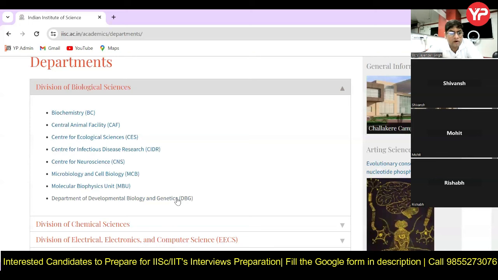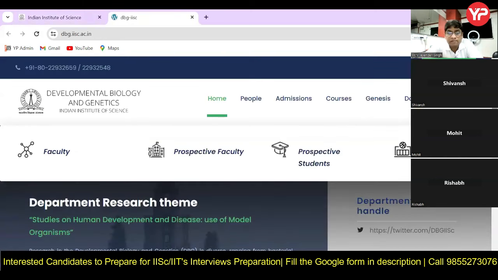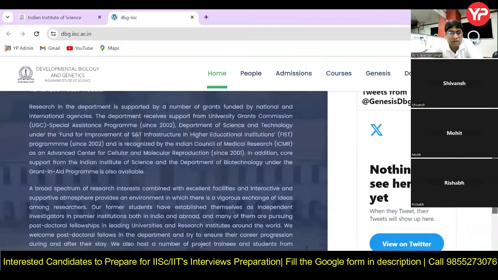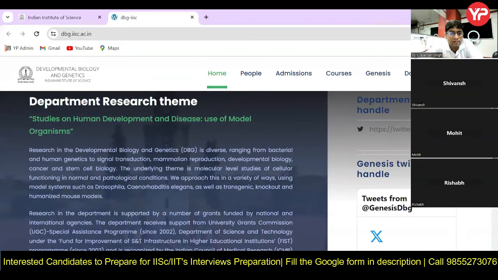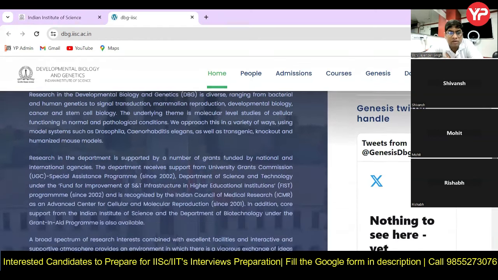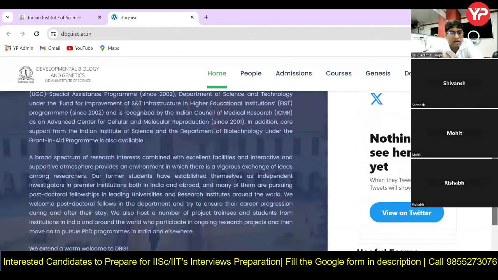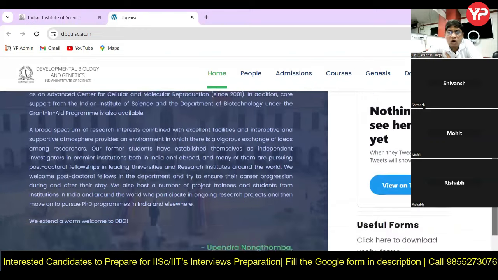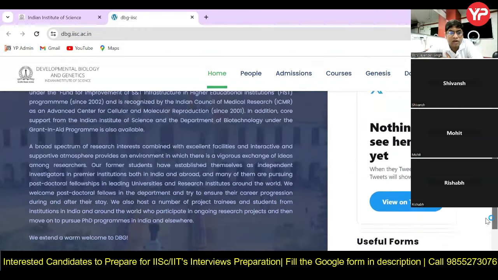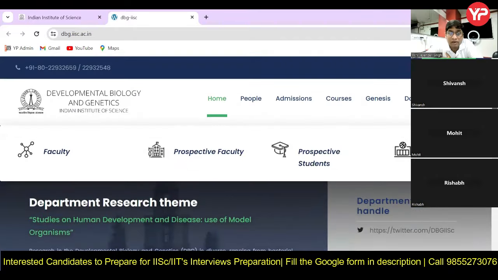And how do you have to prepare for this particular department you got a call from? You will go to this department and read about it: what is biology and genetics, what is happening in this department, what people are doing in this department. You will read this in detail and keep writing in your copy, because they are going to ask you, as an agriculture engineer, why you want to join our department.